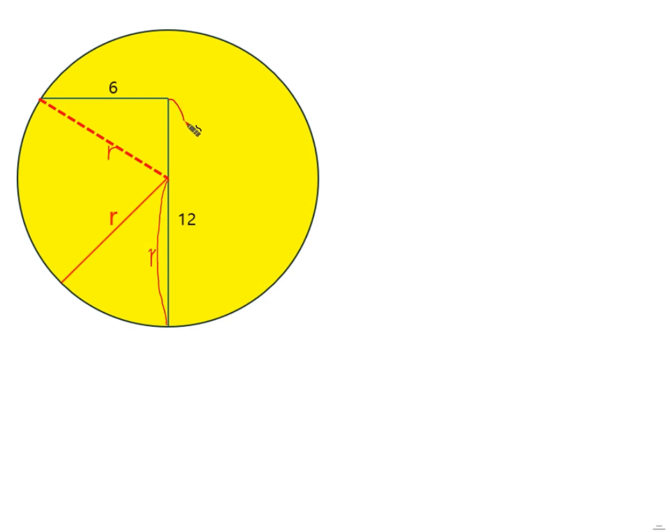So here 12 minus R. This is also right angle. So in right triangle, we can use Pythagorean theorem. So R square equal 12 minus R square plus 6 square.